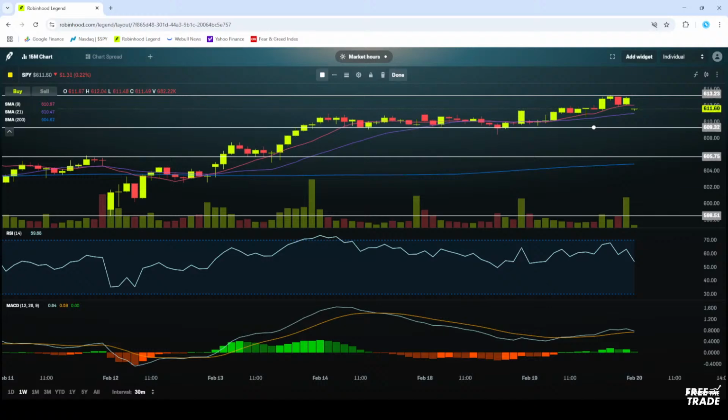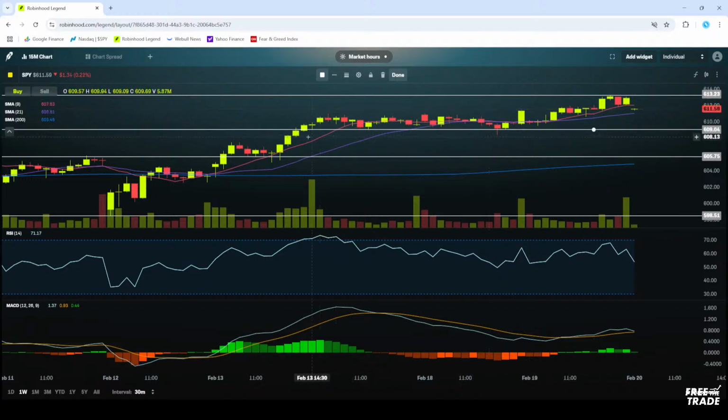Looks like somewhere around here. We have multiple candles bouncing off, multiple candles bouncing off. So right here around 609.32. We'll drop it a little bit. So maybe somewhere around there.